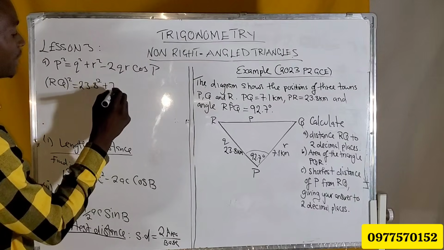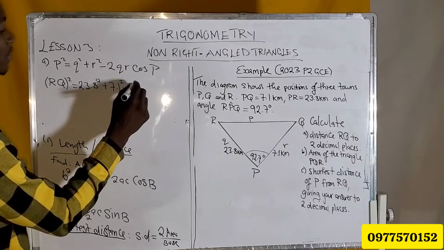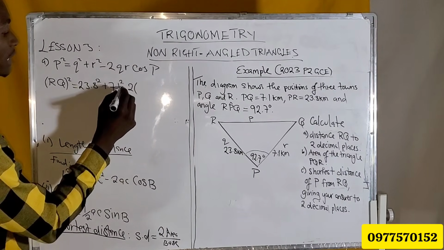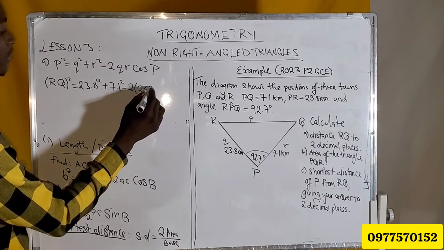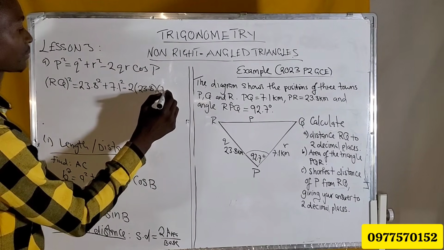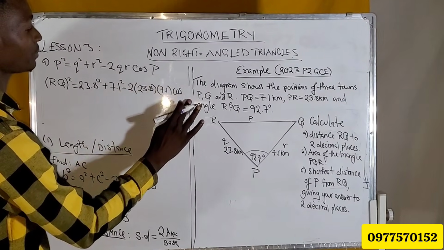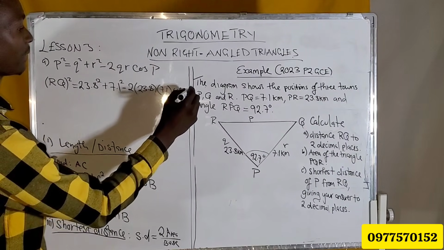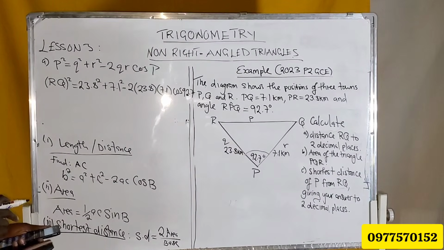r is 7.1 squared minus 2 times, what is q? So you can just use open bracket for multiplication. 2q is 23.8. Then r is 7.1. Okay, cos the angle 92.7. Okay, now we can go to your calculator and calculate.